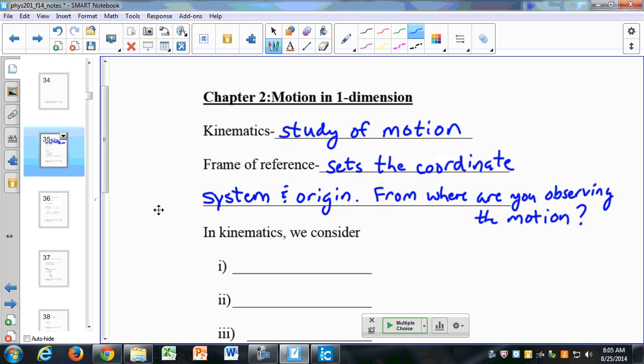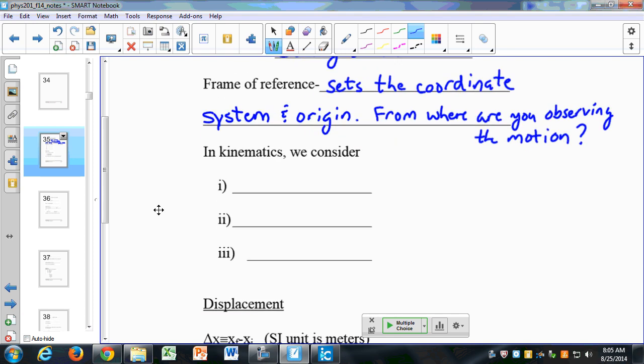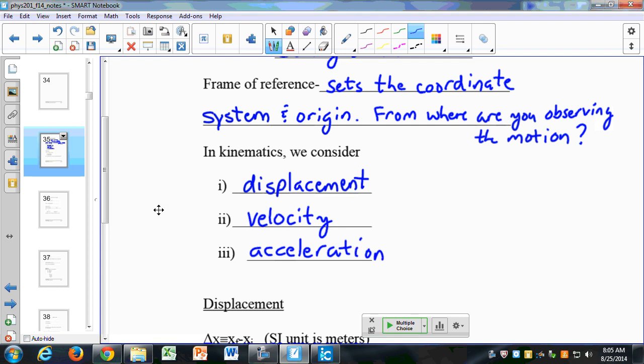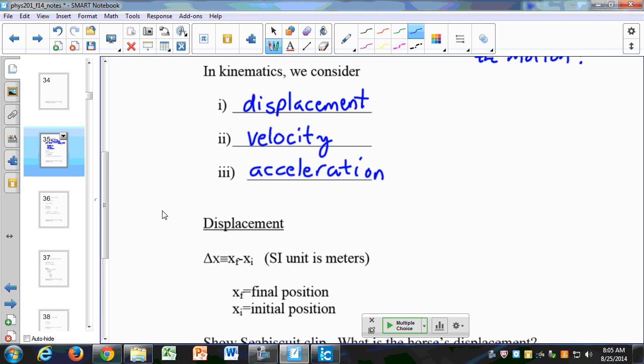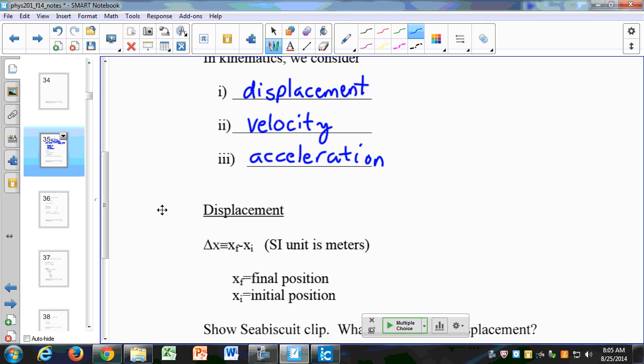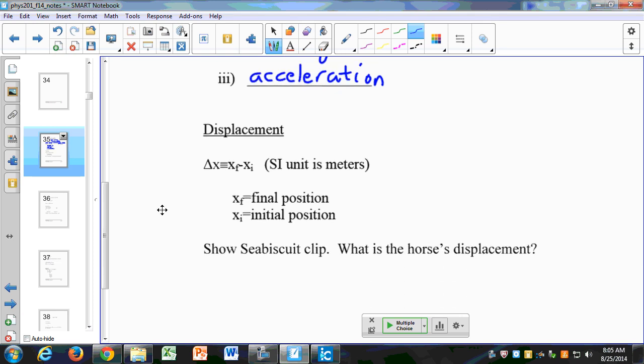So in kinematics, we consider displacement, velocity, and acceleration. I'm going to define each of these. They have particular definitions that might go beyond what you think of as what they are. First of all, displacement is just the change in position. This is our definition for displacement: our final position minus our initial position.